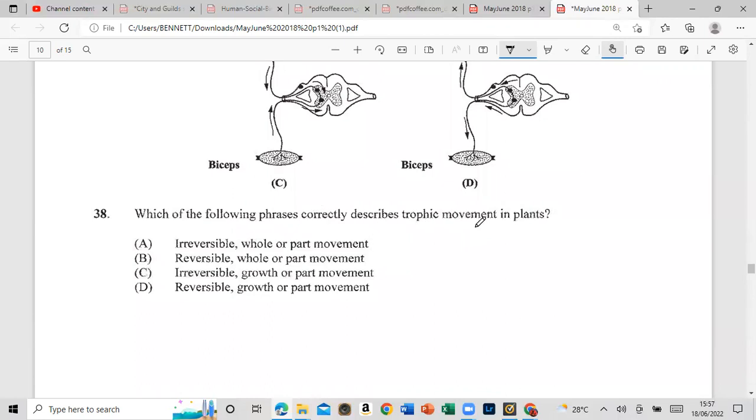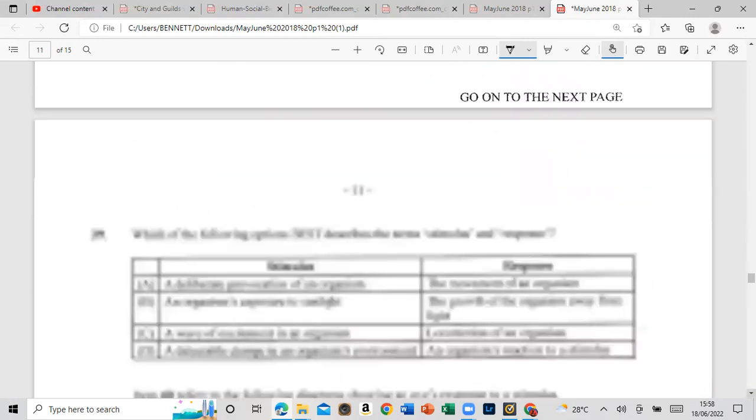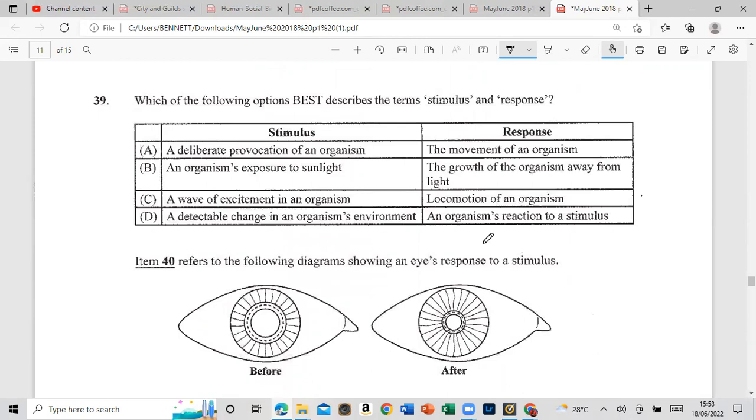Which of the following phrases correctly describe tropic movement in plants? A, reversible, whole, or part movement. B, reversible, whole, or part movement. C, irreversible, growth, or part movements. Or D, irreversible, growth, or part movement. And that is irreversible, growth, or part movement. I don't like those type of questions. They are very cheeky.